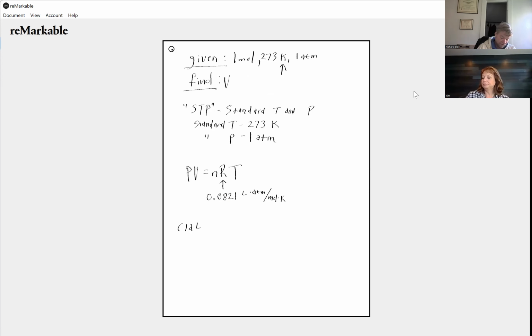So we have 1 atmosphere of pressure. We are looking for the volume. We have 1 mole of gas. Our constant is 0.0821 liter atmosphere per mole Kelvin, at 273 Kelvin.